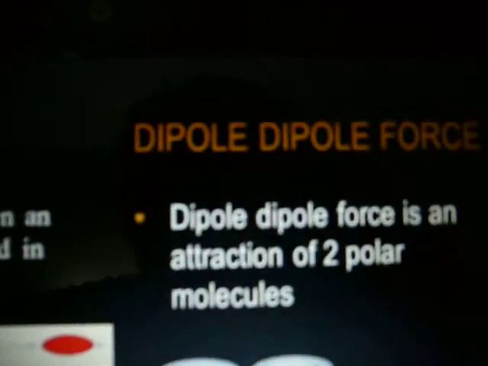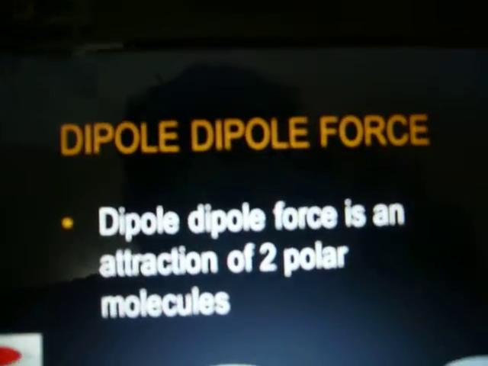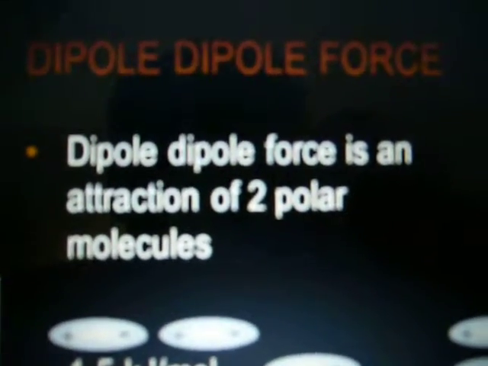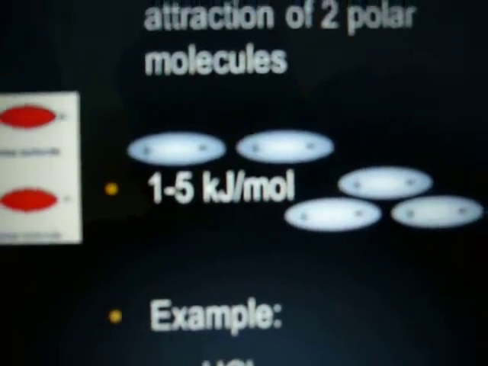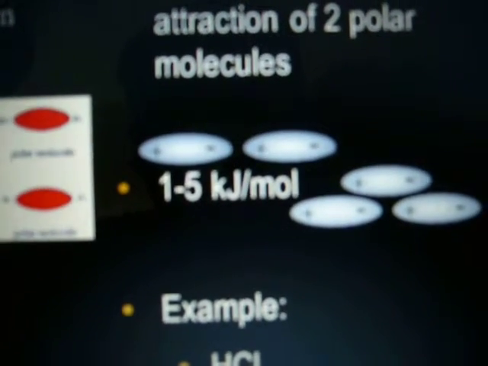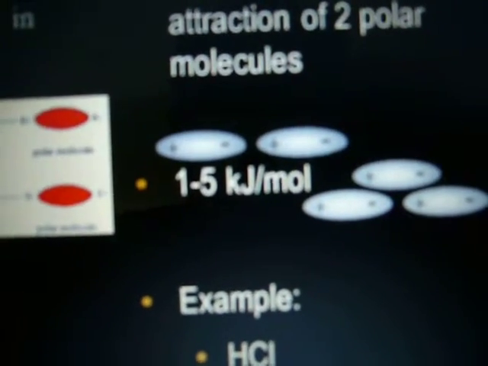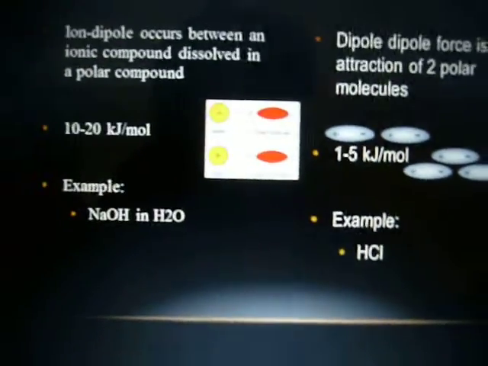Next we have dipole-dipole force. Dipole-dipole force is an attraction of two polar molecules. It's a lot weaker than the ion-dipole force. It only takes 1 to 5 kilojoules per mole to break up this bond. An example of this is HCl. We'll be going to the next slide now.